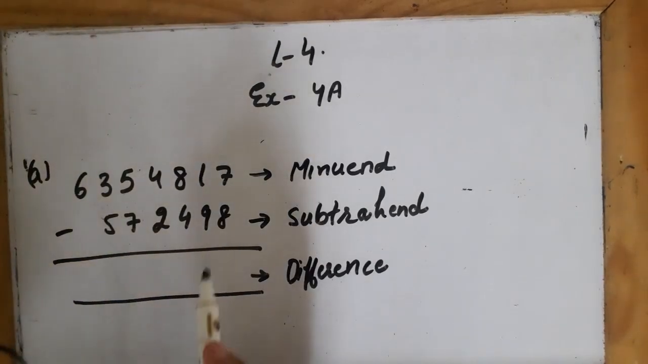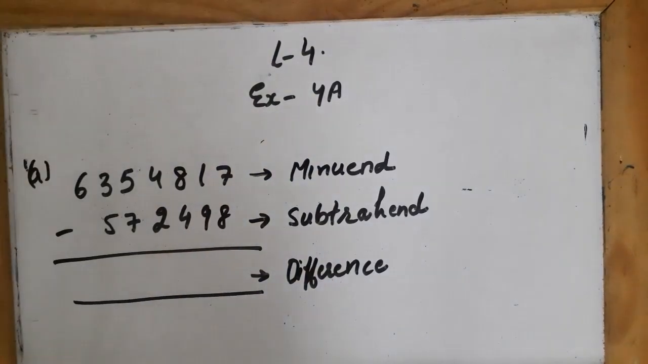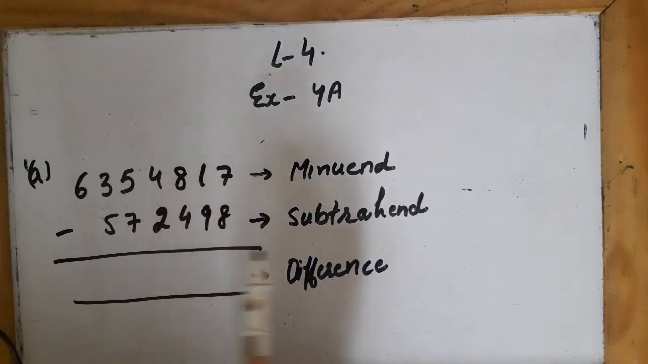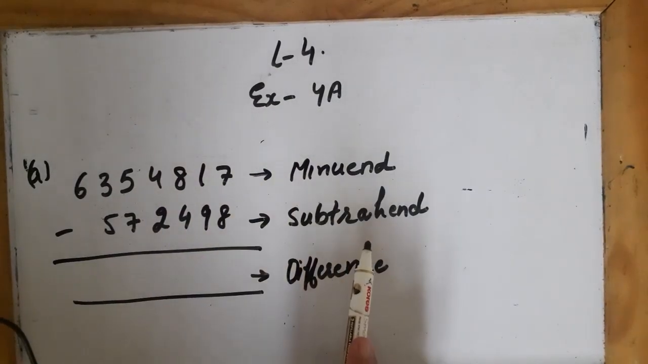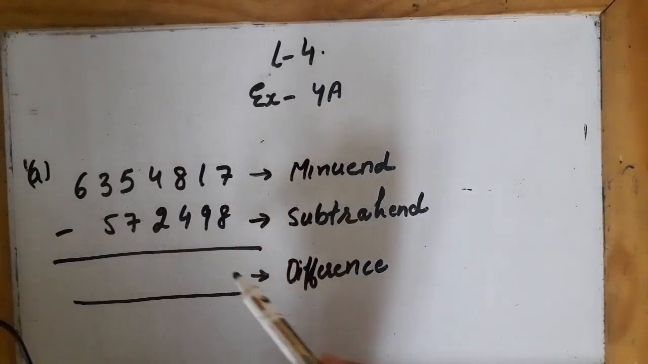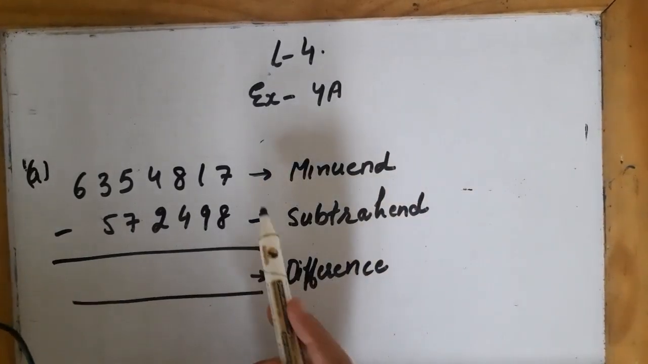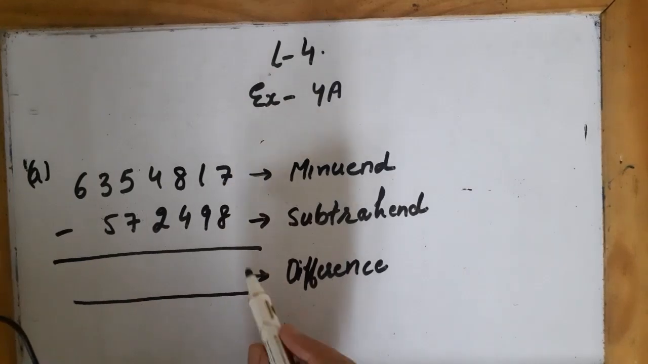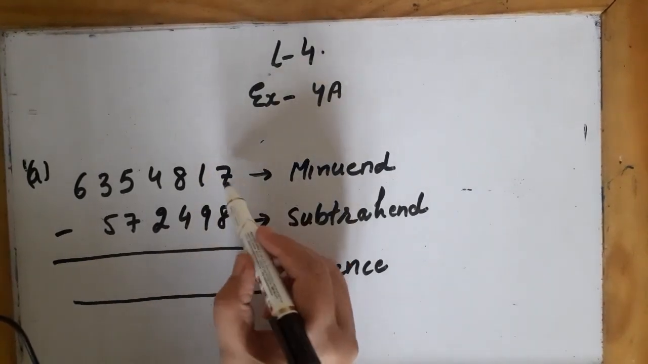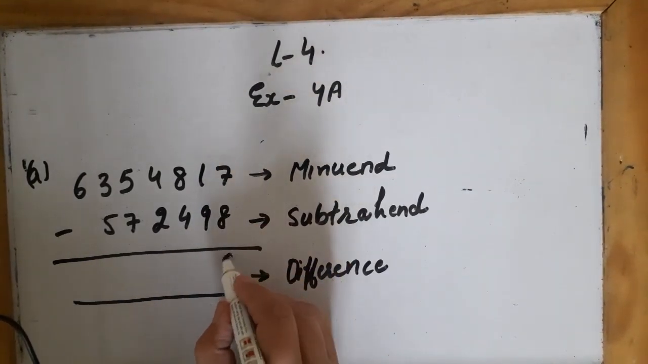Now the first number, the bigger number, is up. The first number in subtraction is called minuend. The second number, the smaller number, is called subtrahend, and when I subtract them, the answer that I will get is called difference. Now let me subtract them, and you know how to subtract. I'm pretty sure everybody knows.